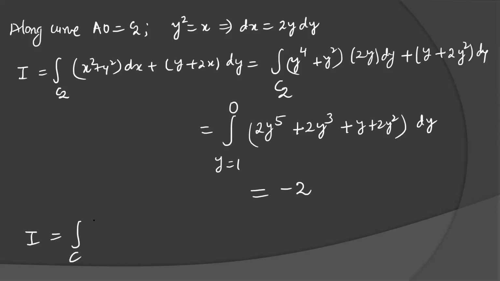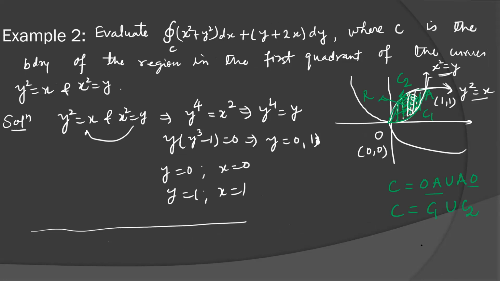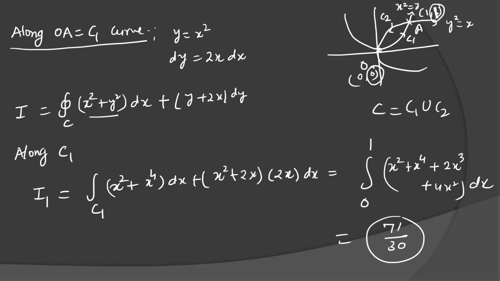So the integration over the curve C of F dot dr is equal to the integral over C1 union C2 of F dot dr. This is the property of line integral. We have to add both the integrations for the closed region. C1 was 71 by 30 and C2 was minus 2. If you simplify, you will get 11 by 30. So this is a verification of Green's theorem also. You can see that by Green's theorem, the answer was 11 by 30 only, and by using line integral and adding the line integrals, you get the same answer.